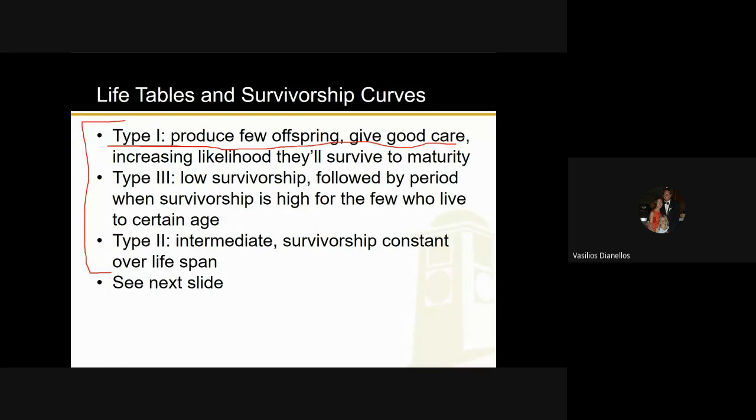We don't think about a dandelion. Each one of those little things that, when you blow on it, goes blowing in the wind, each one of those is a seed. Therefore, each one of those is an offspring. So they're not very well cared for. There's just a bunch of them. And again, that's type 3 survivorship. So anyway, any questions about this slide?